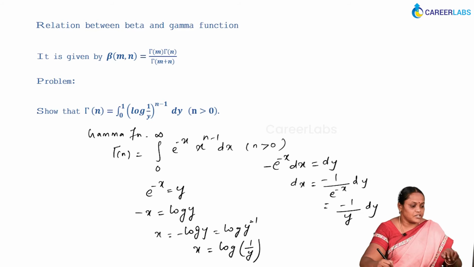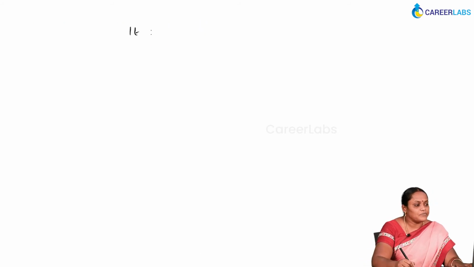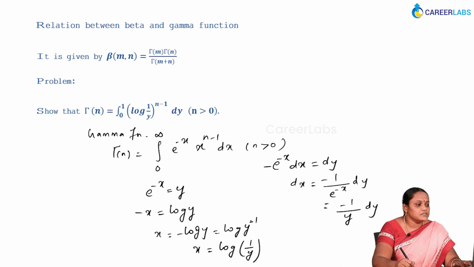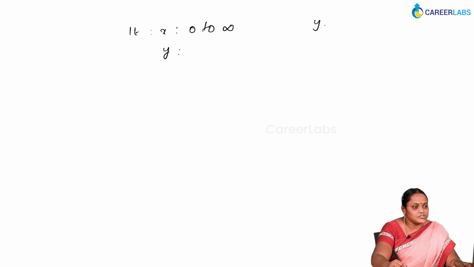Now, we are supposed to check the limit. So, what is the limit already given in the problem? Limit is given as 0 to infinity. So, the limit for x is from 0 to infinity according to the definition of gamma function. But we are taking the substitution as y is equal to e power minus x. So when x is equal to 0, what will happen?